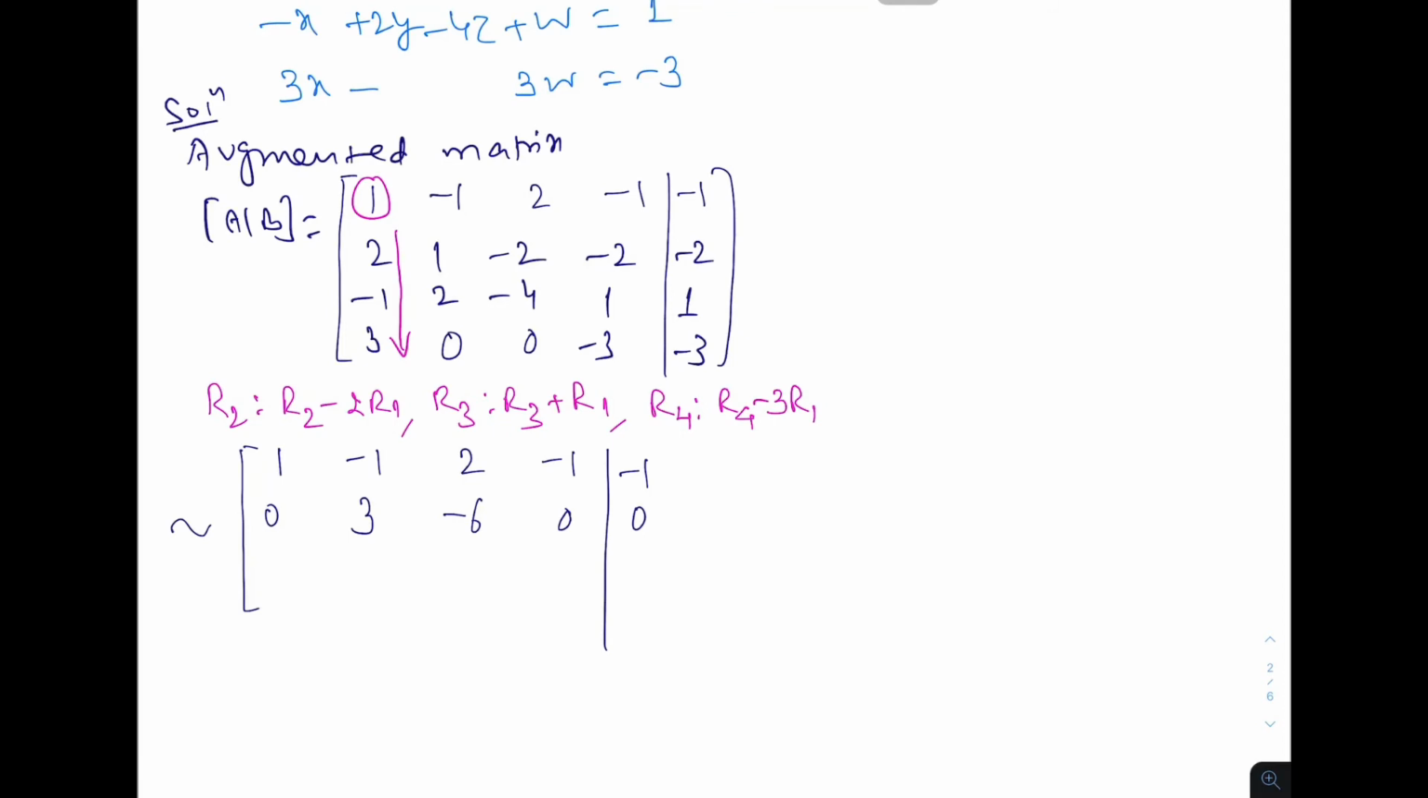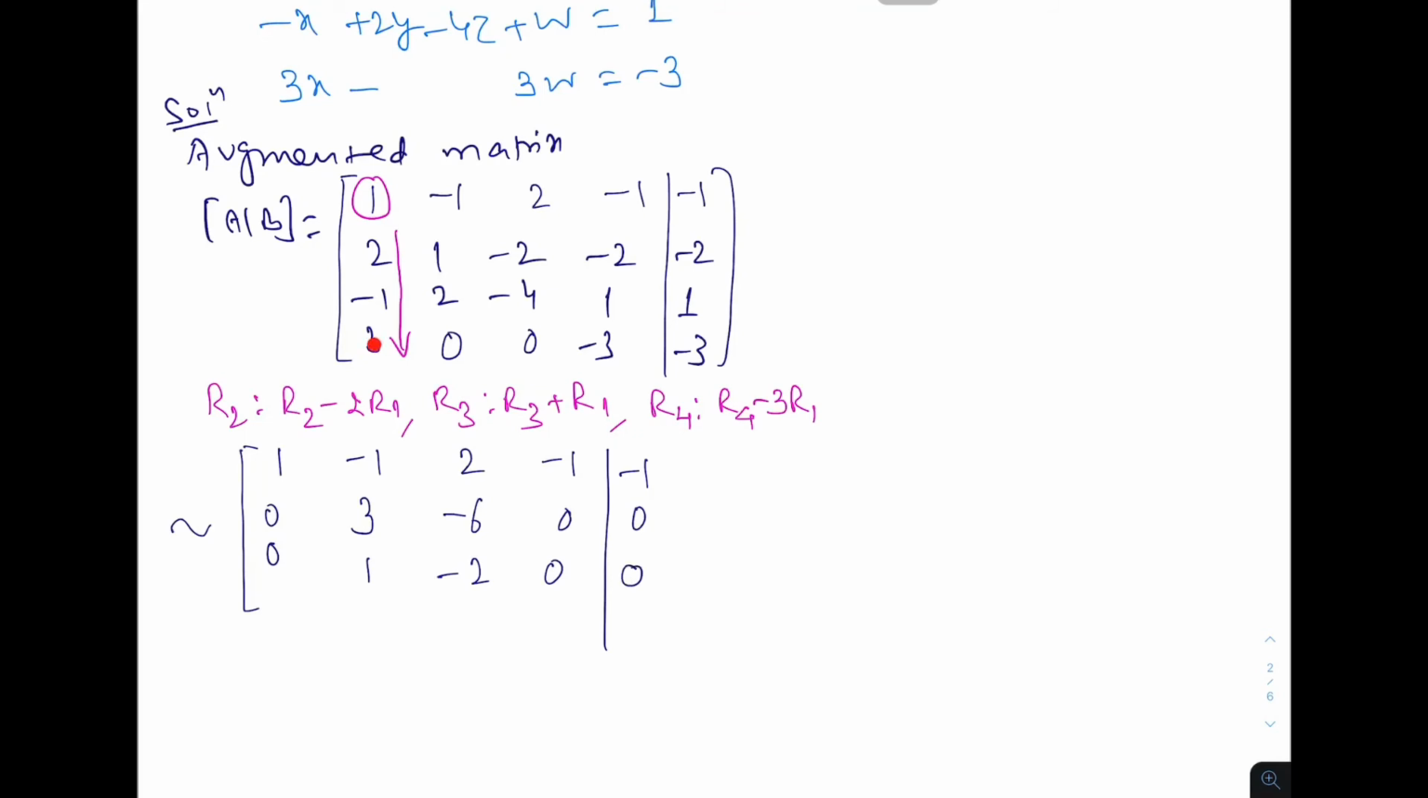Now R3 plus R1, so we just need to add first and third row, so that's not difficult. So this is 0, then 1, then minus 2, then 0, and then 0.